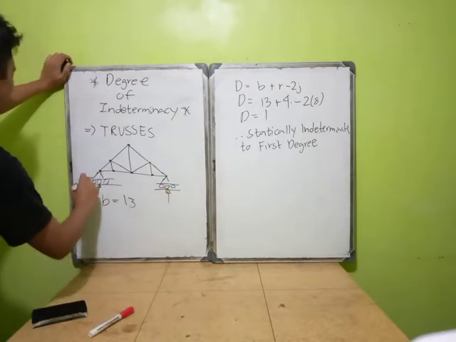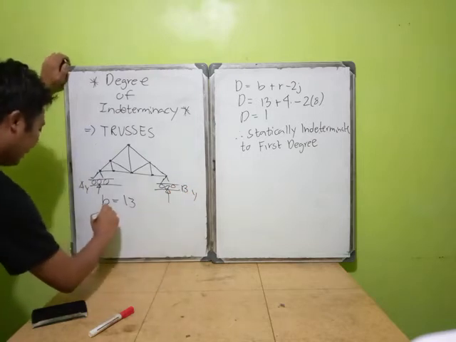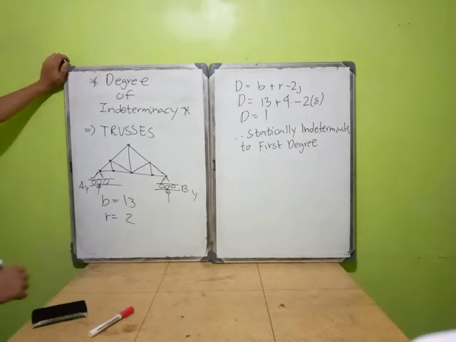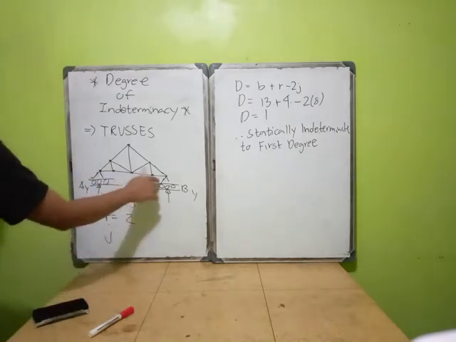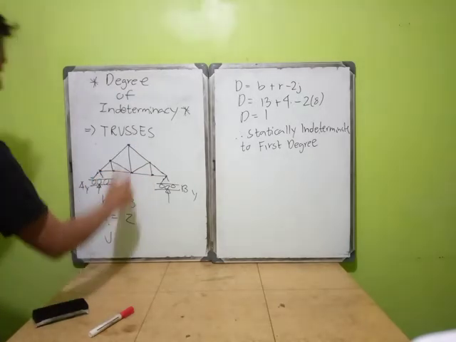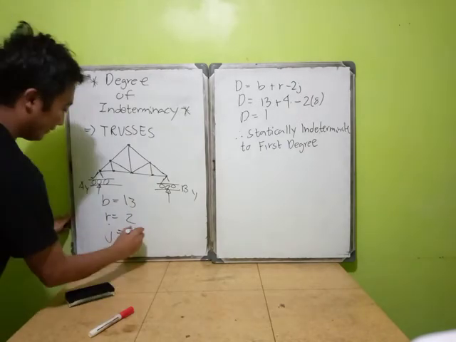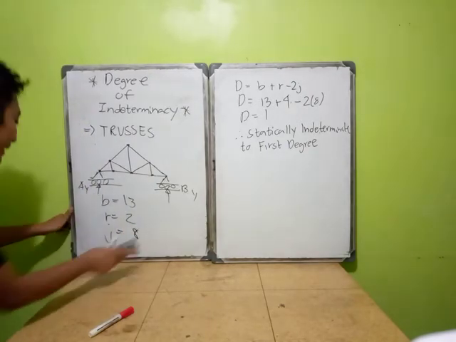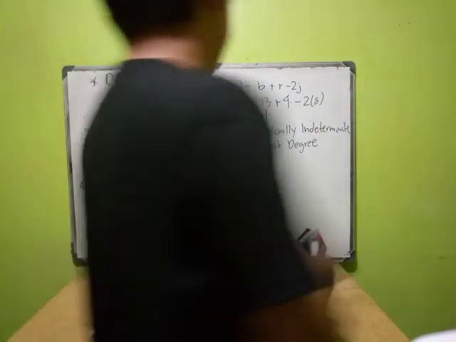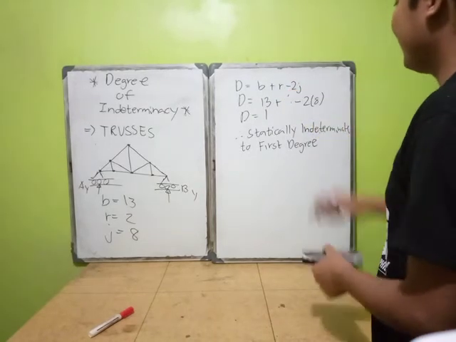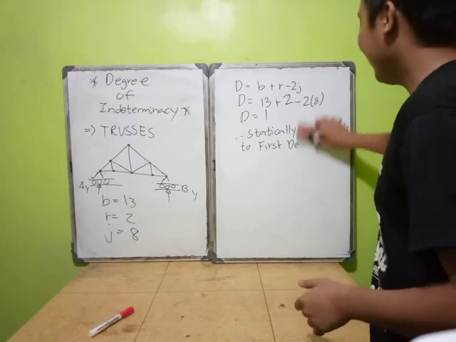Yung reaction niya, AY lang tsaka BY dito. So, magiging R is equal to 2. Okay. So, what if J, 1, 2, 3, 4, 5, 6, 7, 8, equals 8. So, kapag ganito yung mangyayari na parehong ruler, anong mangyayari? So, if that happens, ang magiging resulta is 13 plus 2 minus 16.